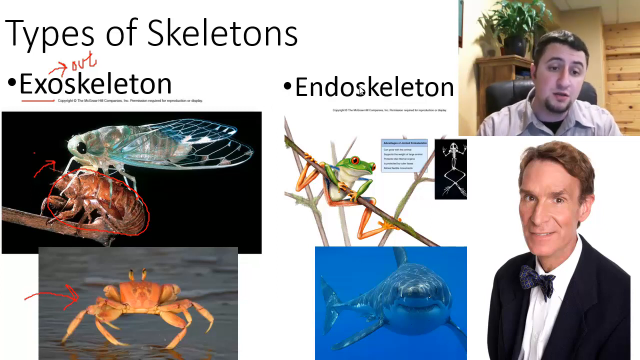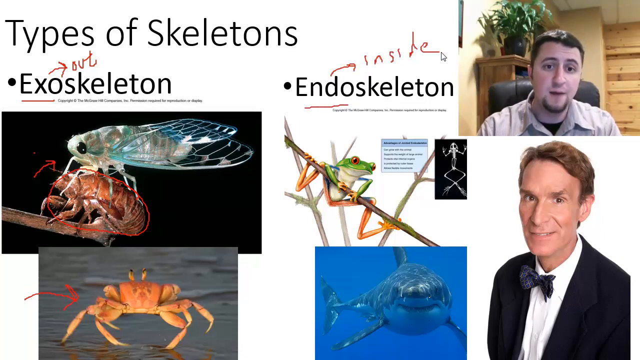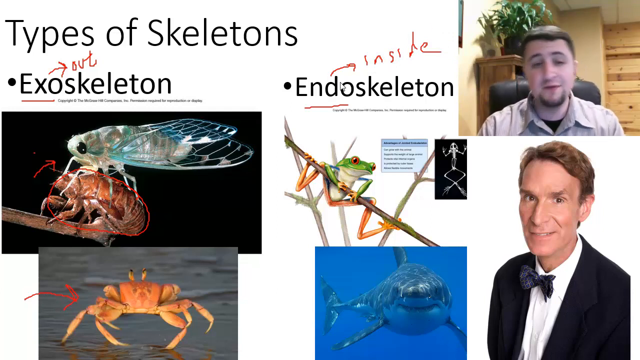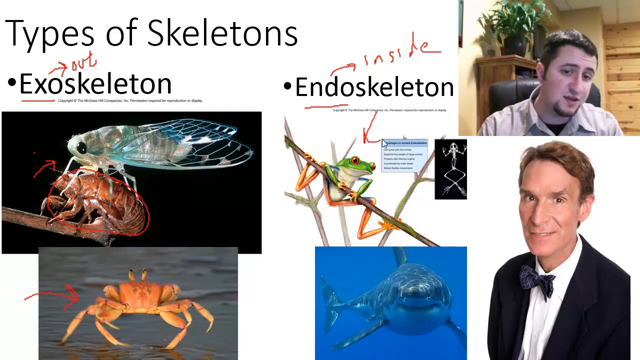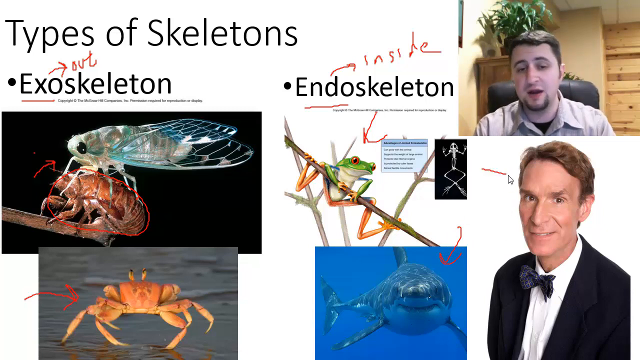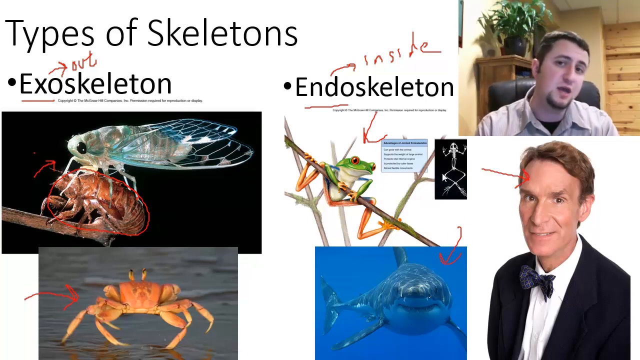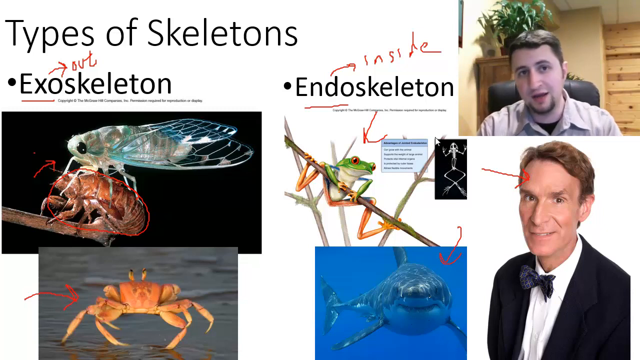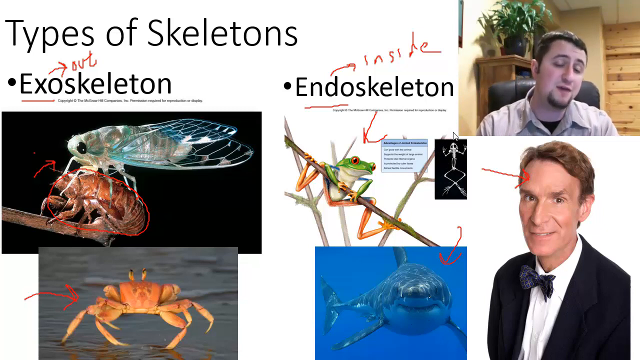Now, the other type of skeleton is called an endoskeleton. Endo means inside or in. Organisms that have a skeleton on the inside are things like frogs, sharks, and that's right, one of my favorite scientists right here, Bill Nye, but he is standing in and representing human beings. Human beings have an endoskeleton. Skeleton is on the inside.